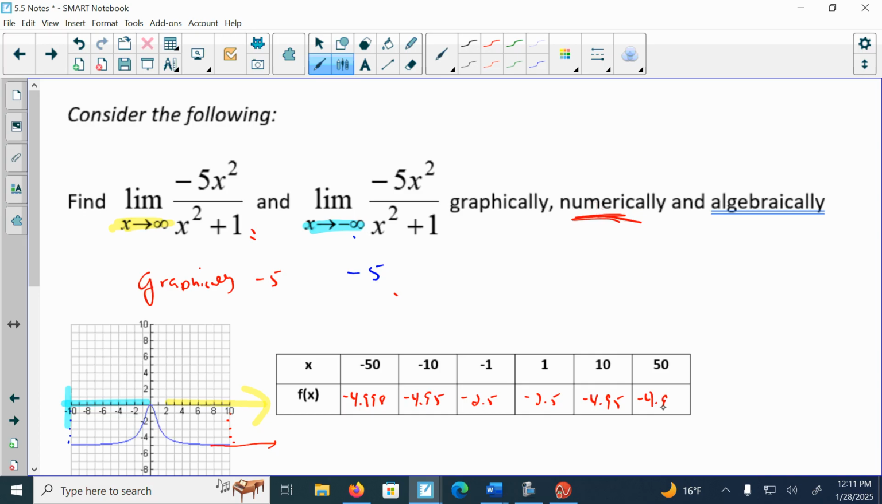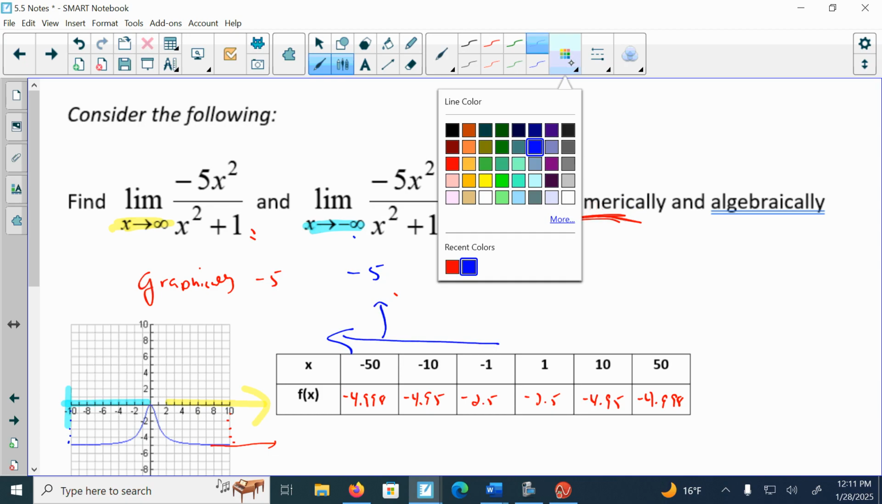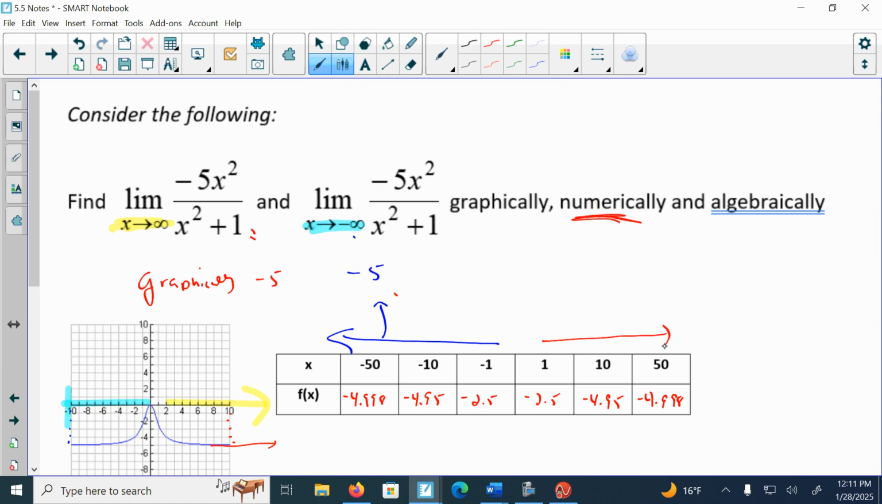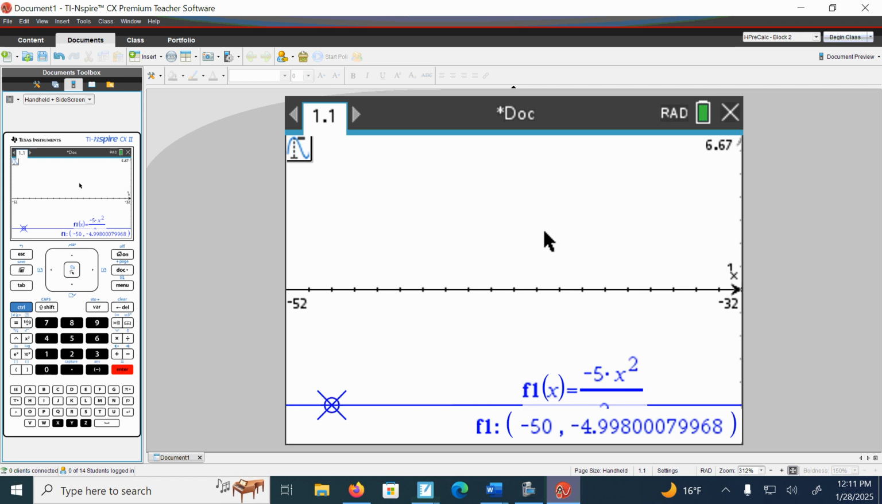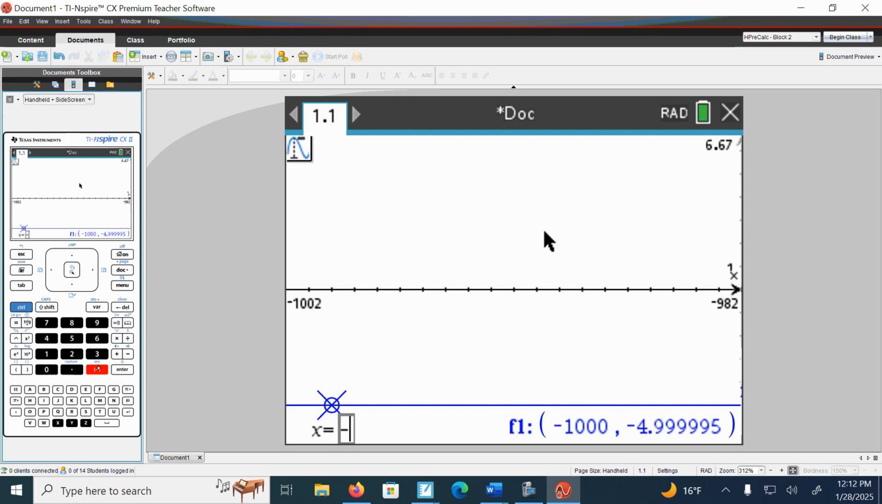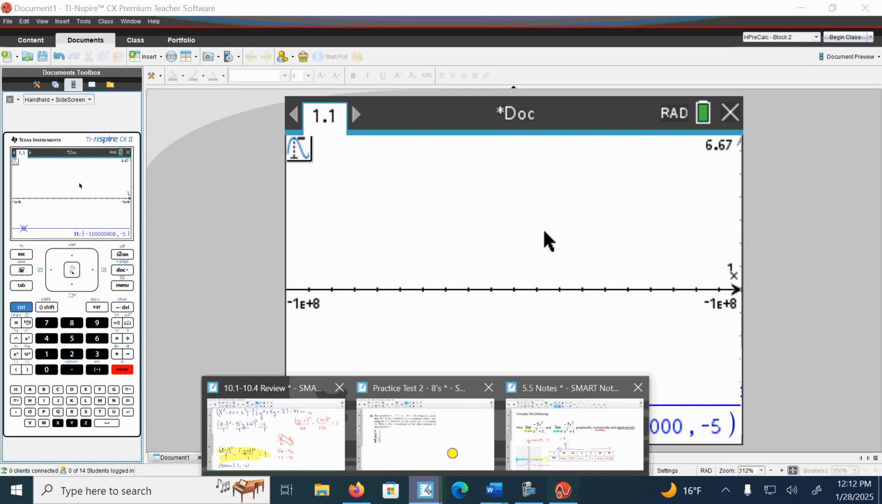Remember, in order for a limit to exist, it has to appear to approach the same number, and it does. This is me getting larger and larger to the negative, and I'm consistent, so that's still going to give me negative 5. This is me getting larger and larger numbers to the right, and that's going to give me negative 5. If you weren't sure and you want to go to negative 1,000, eventually your calculator is going to write it down as negative 5. It just depends on how many digits your calculator can hold.